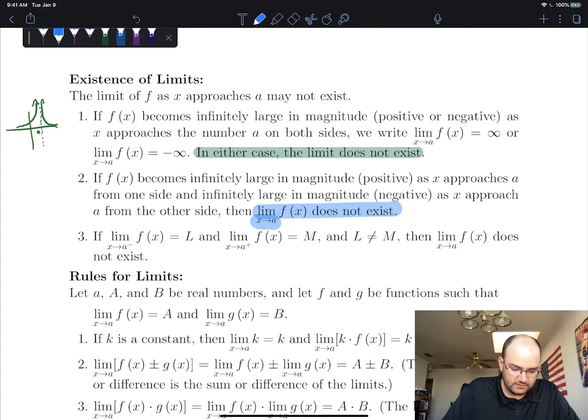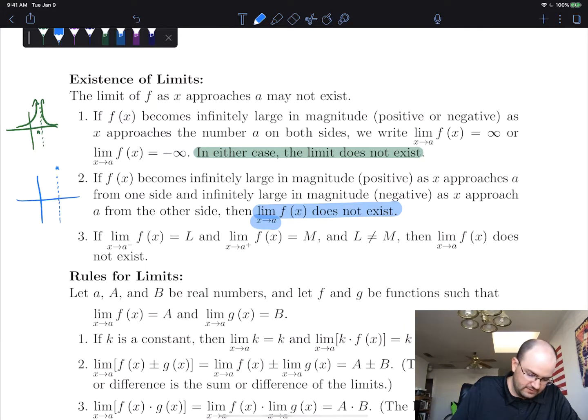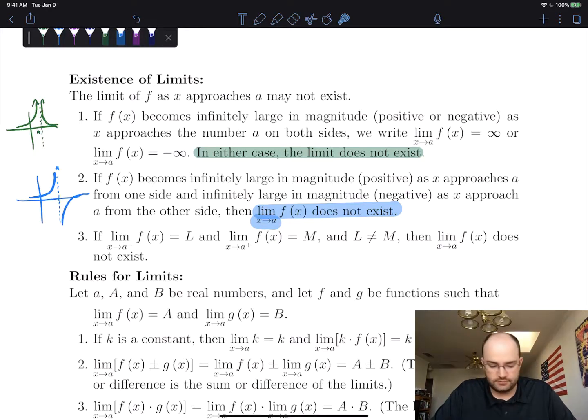Now, what's happening here is something that looks like this. Again, here is a. If the function is doing something like this, where it's going up to infinity on one side and down towards negative infinity on the other, then the limit simply does not exist. We can't say if it's equal to infinity or negative infinity, we just say that it does not exist.